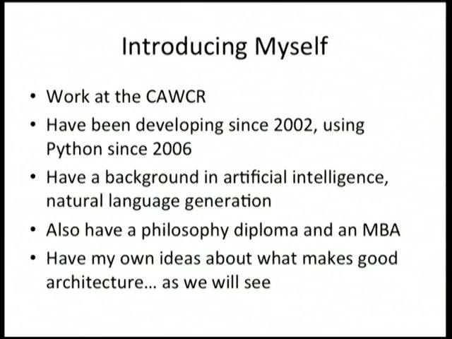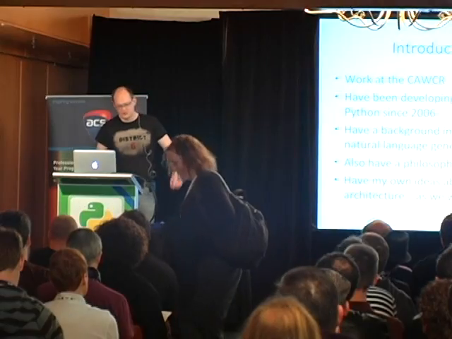The Centre for Australian Weather and Climate Research is a partnership between the Bureau of Meteorology and the CSIRO, and I've been working there since 2002, and I've been using Python pretty much exclusively since 2006. I had to write a little bit of C code about a year and a half ago, but that didn't go so well. So, now I stay away. No, it went fine, just kidding.